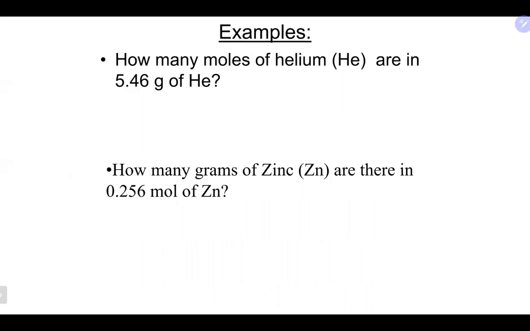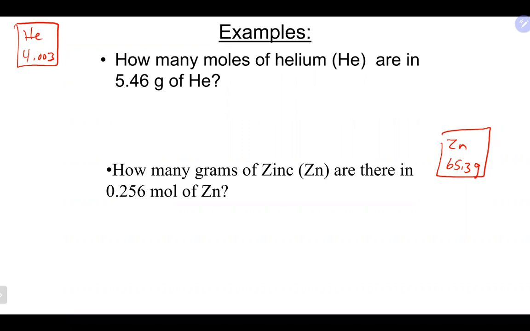All right, why don't you try a couple of these here. How many moles of helium are there in 5.46 grams of helium? Go to the periodic table. I think helium is 4.003. And how many grams of zinc are there in 0.256 moles of zinc? I'm going to go off the top of my head here and go with 65.39, depending on when your periodic table was made. All right, take a couple minutes, see what you come up with here.